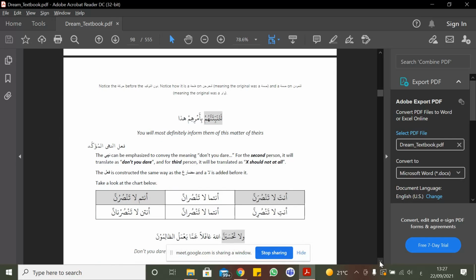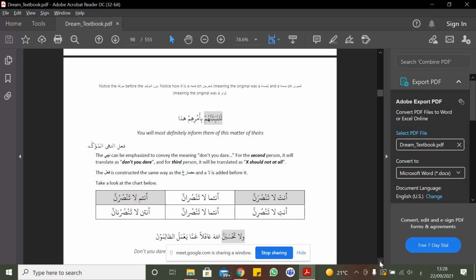Anta la tansuranna. Antuma la tansurani. Antum la tansurunna. Anti la tansurinna. Antuma la tansurani. Antuma, where are you? Antuma la tansurani. And antum, but here written antunna. Antunna la.